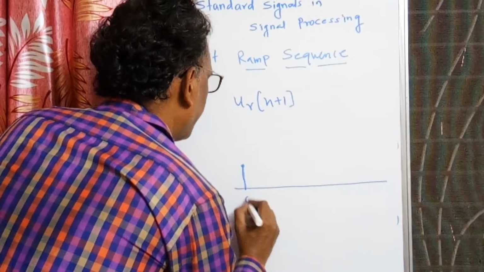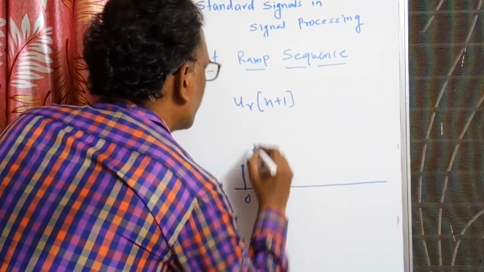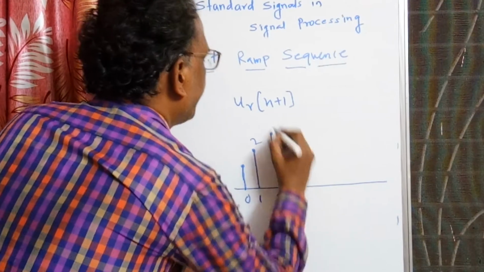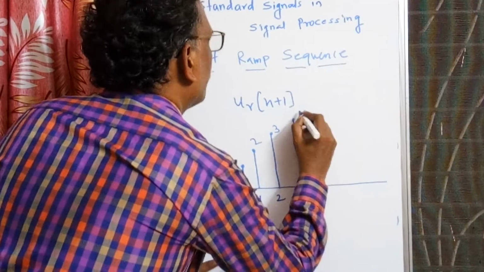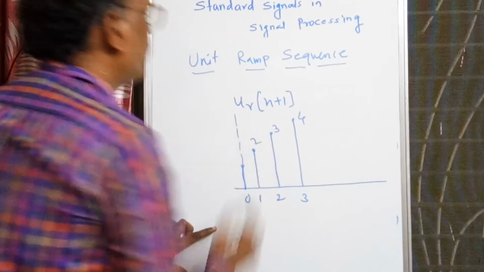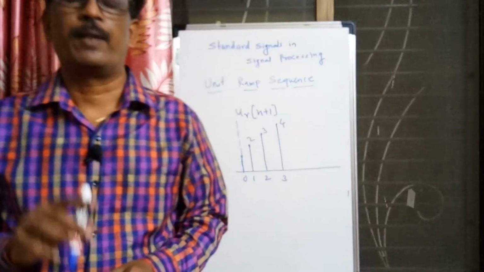It is 1 at 0. Then it is 2 at 1, likewise 3 at 2, and 4 at 3. So this is your signal u_r(n+1), which is u_r(n) shifted towards left by 1.